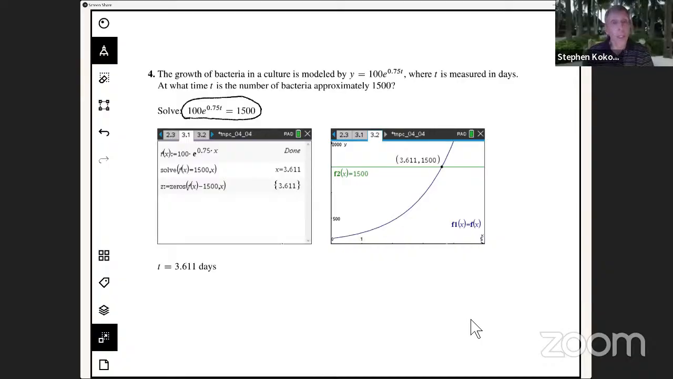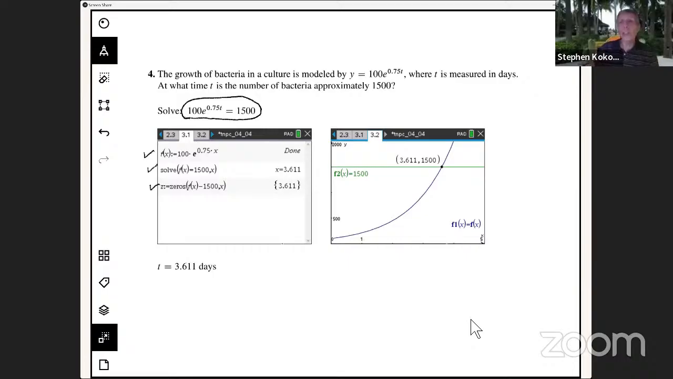Okay, cool. So the way that I'm going to solve this is similar to the two screens that I had in example 1, a little bit different sort of a function. What I did on the TI-Nspire, once again, I defined this function f. There it is, 100 e to the 0.75 x. So I'm using x's and not t's, but I could use t's. And again, two ways to get this answer on the calculator screen, using the solve command or the zeros command.